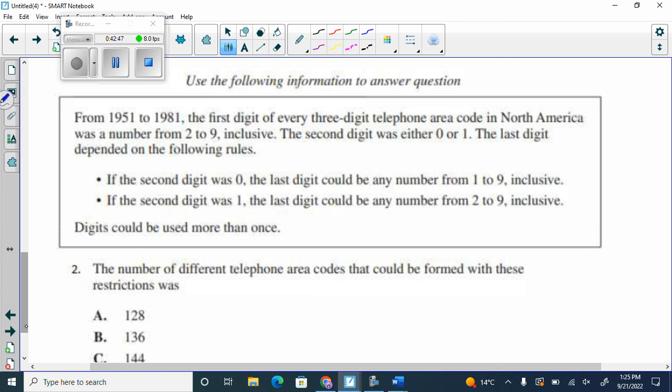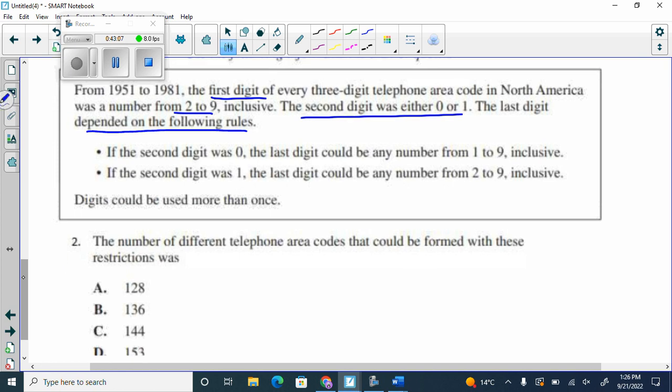So here we have from 1951 to 1981, the first digit of every 3-digit telephone code in North America was 2 to 9. So that was the first digit. Inclusive means including the 2 and the 9. The second digit was either 0 or 1, and the last digit depended on the following rules. Okay, there's 2 rules here. When they give you more than 1 rule, it often means more than 1 case, just so you know. When we have cases, we're going to show 1 case, or, which means plus, another case. When there's more cases, meaning you don't just finish it with 3 blanks and you're done, if it's a case, they will be added, because it's I either have this case or plus sign this case. Correct? And or means I add.